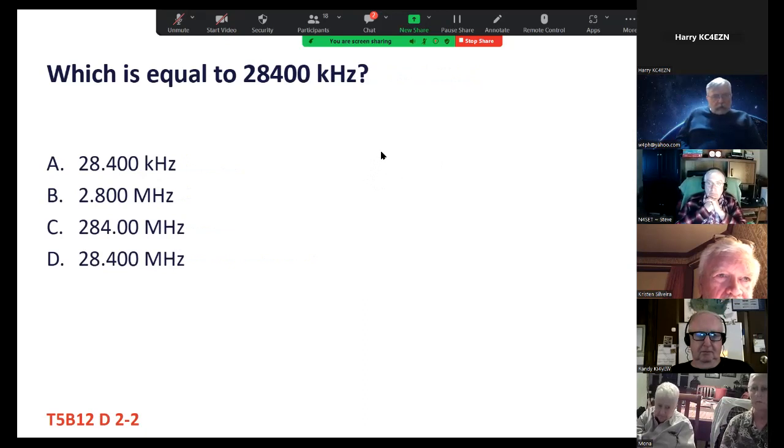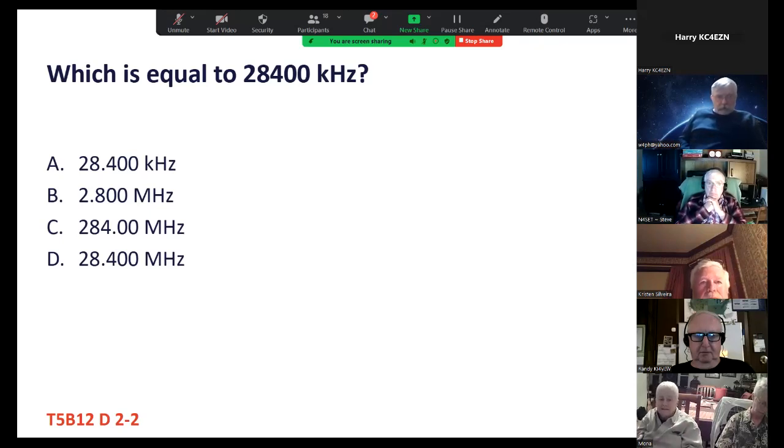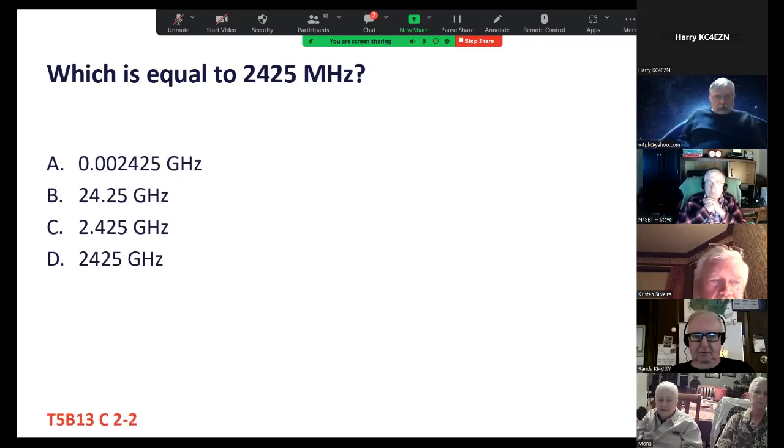Which is equal to 28,400 kilohertz. That would be 28.4 megahertz. That was simply moving the decimal 3 places to the left. Which is equal to 2,425 megahertz. That would be 2.425 gigahertz. Again, we moved the decimal 3 places to the left, and we went from the megahertz to the gigahertz.